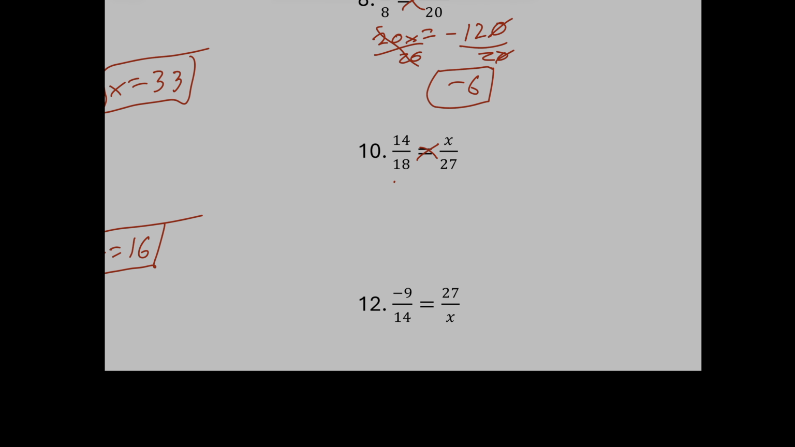It's not going to help you with this one. 18x equals 14 times 27. Sorry, folks, I'm grabbing my calculator for that one. So 14 times 27 equals 378. Divide by 18. Divide by 18.